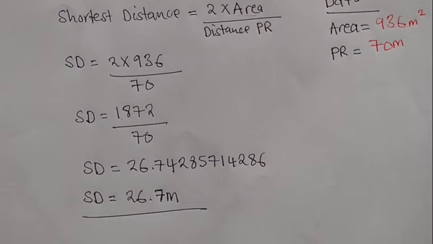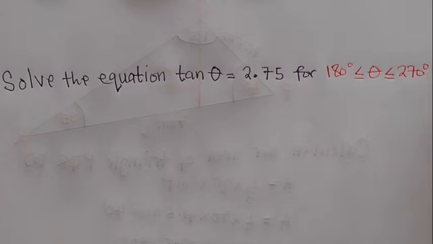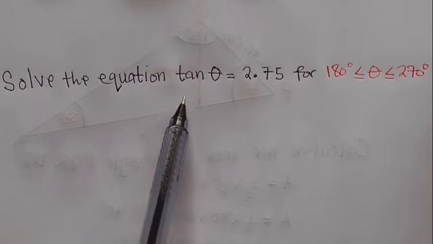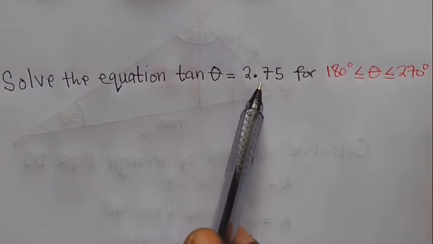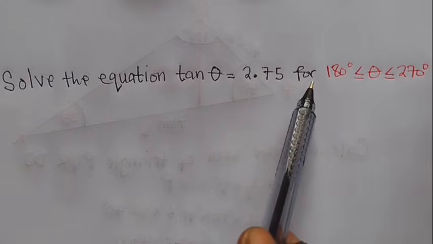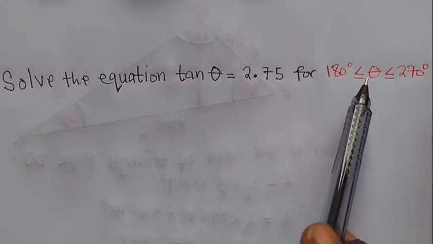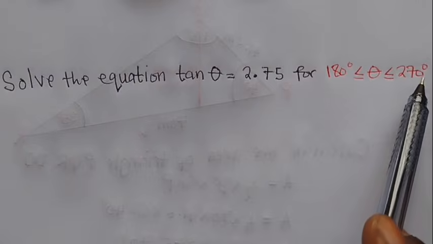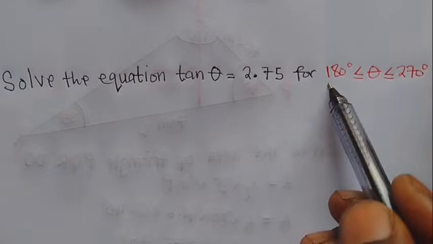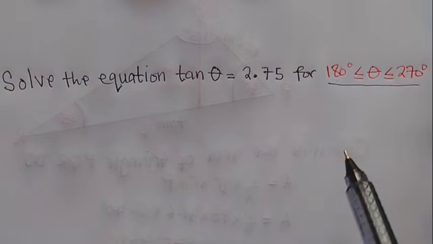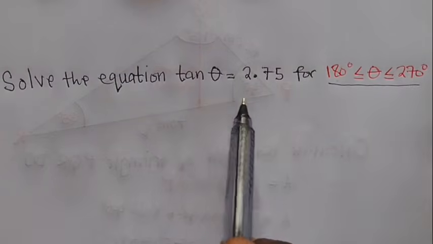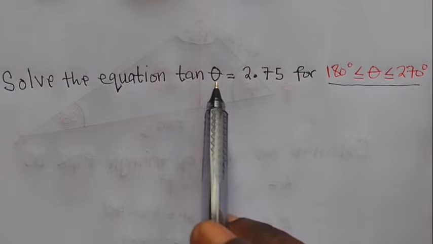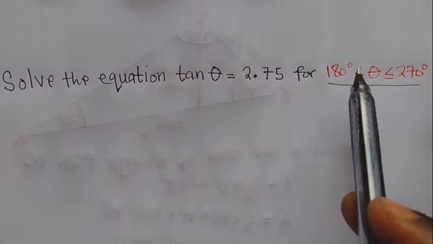We now move on to our question B. Question B reads: solve the equation tan theta is equal to 2.75 for 180 degrees less than or equal to theta less than or equal to 270 degrees. This is the range, very important. For this tan theta, they want you to find the values of theta which should lie along this range.